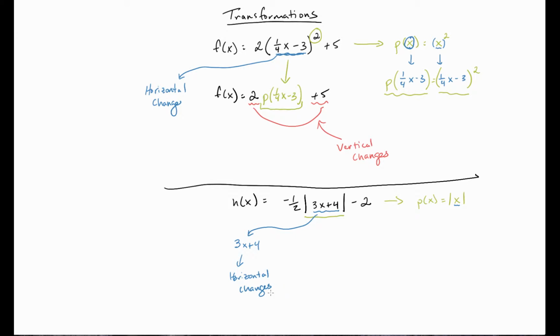Great. Well, if that's the case, then anything after I evaluate the absolute value is going to change the output. It's going to be a vertical change. So after I evaluate the absolute value, I'm going to multiply it by -1/2 and then subtract 2. So those two things are going to create vertical transformations or changes. And that's the basics on how you can determine what is going to be a horizontal or a vertical change.